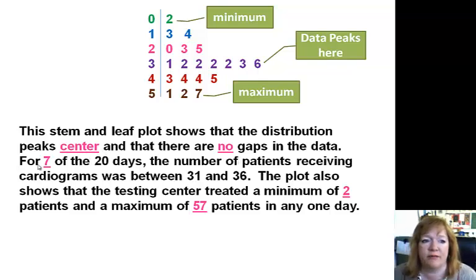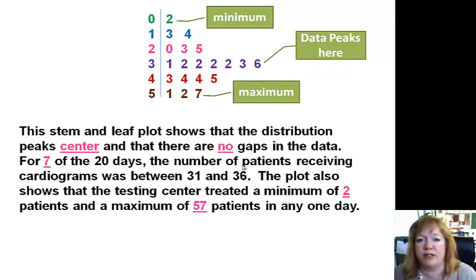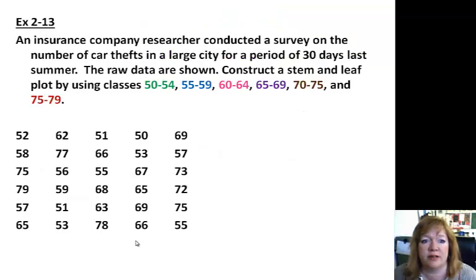For 7 of the 20 days, patients receiving cardiograms was between 31 and 36. So that's because there were 7 data items here. 1, 2, 3, 4, 5, 6, 7. All right. And there was a minimum of 2 and a maximum of 57 patients in any given day. So that's kind of a neat way to display the data.